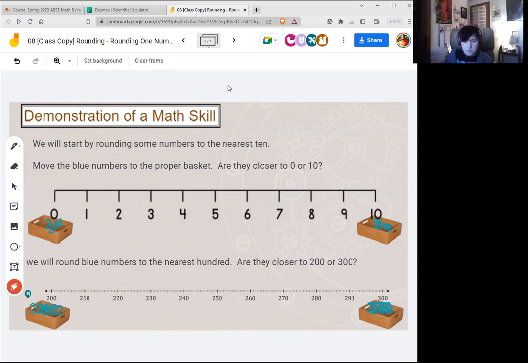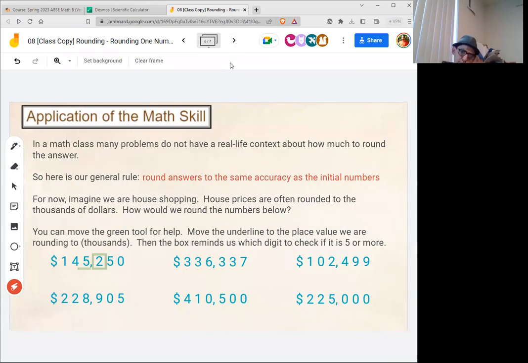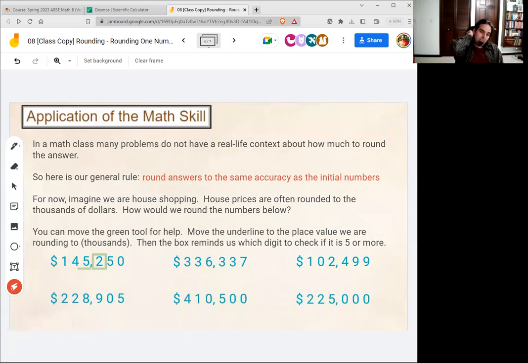Ready for the next page? Yep. Oh, okay. So, here's that rule I said. The general rule is to round answers with the same accuracy as the initial numbers.